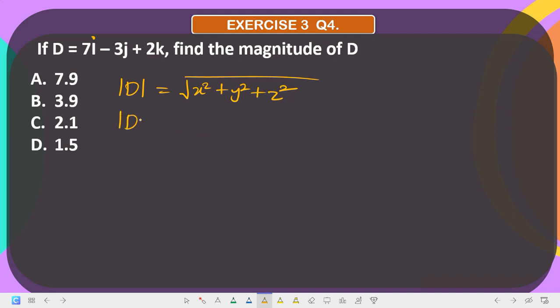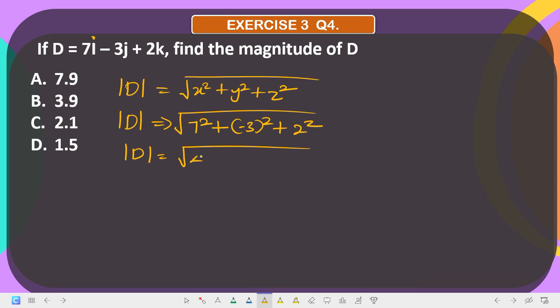So this gives us D is equal to the square root of 7 squared plus bracket minus 3 squared, because your y is minus 3. The coefficient is what you are going to place here. Then plus 2 squared. And at the end of the day, you are going to have the square root of 7 squared is 49, plus 3 squared is 9, then plus 2 squared is 4.